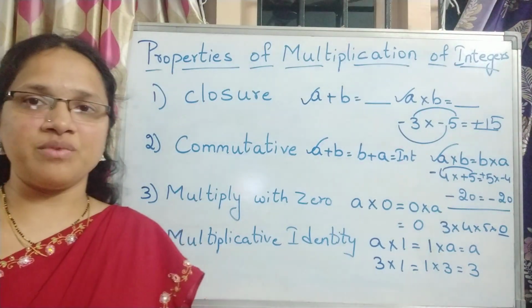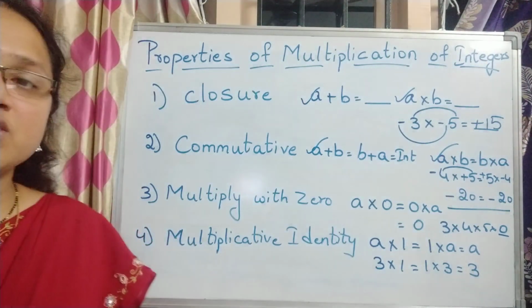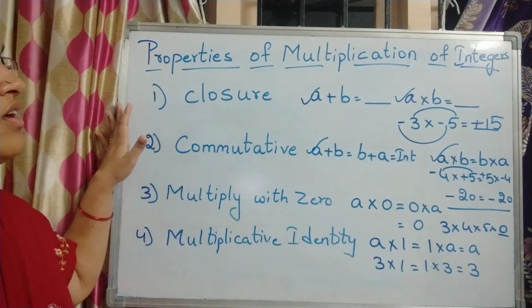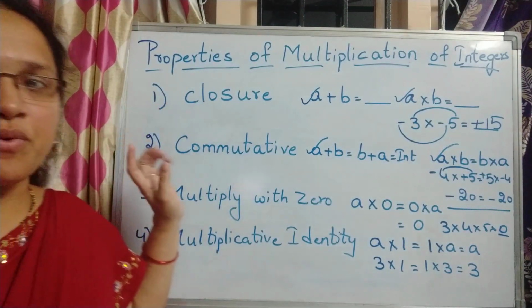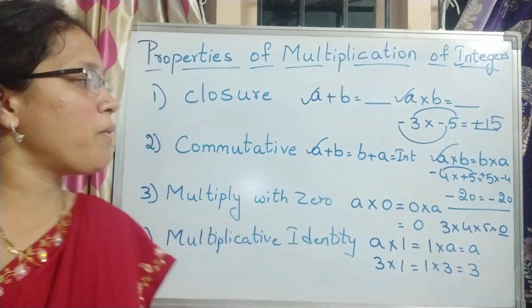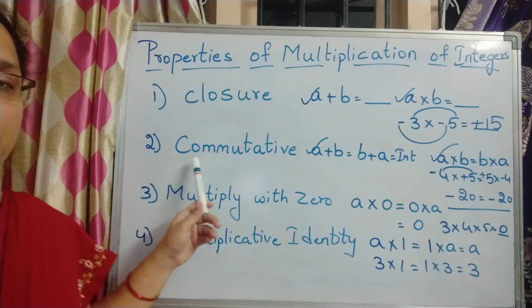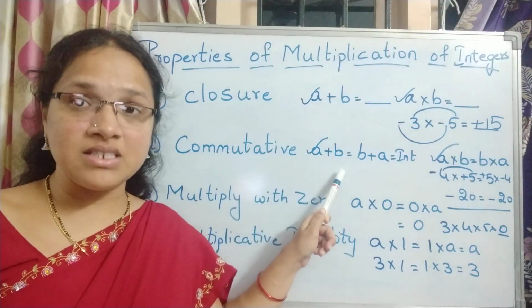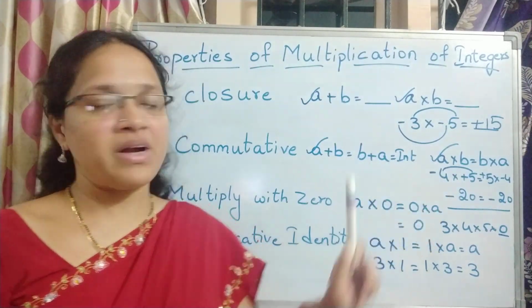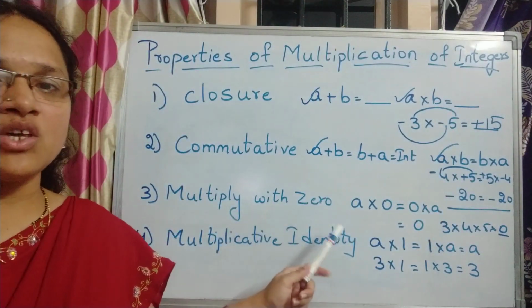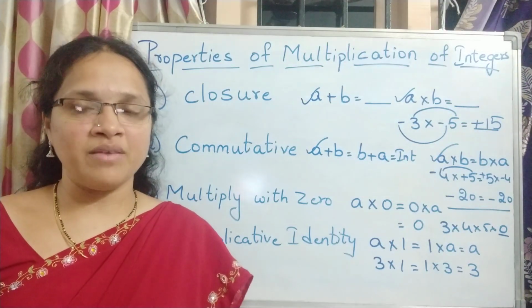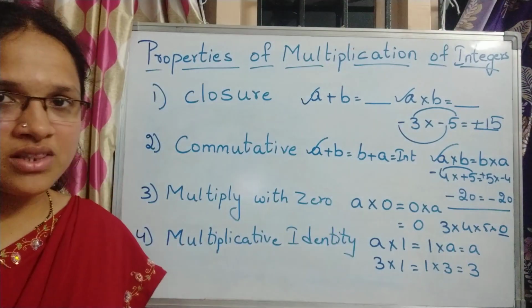So in today's class, children, we have learnt about the properties of multiplication of integers. Regarding closure property, we revised addition and learnt the multiplication property. Second, the commutative property, we revised the addition property and learnt the multiplication property. Then multiplication with 0 and the multiplicative identity. This is what we have learned. Children, I hope you have understood all this.